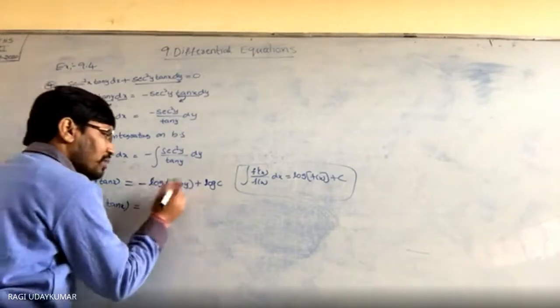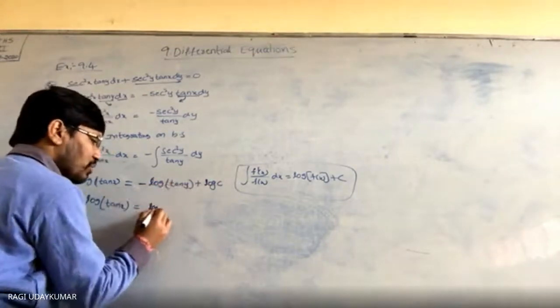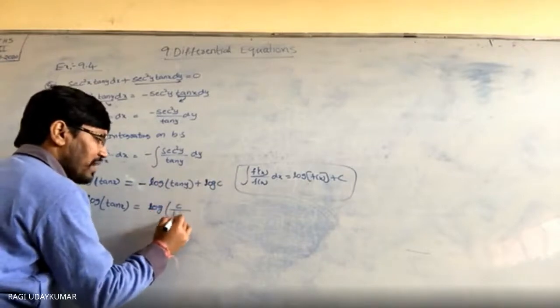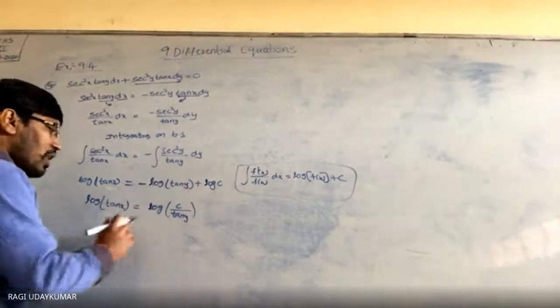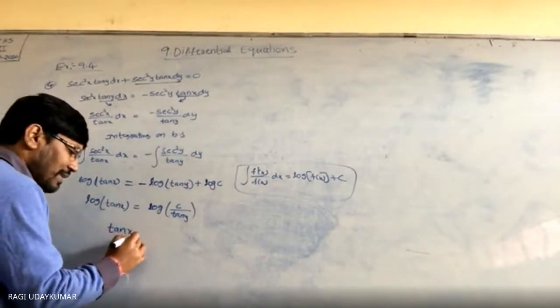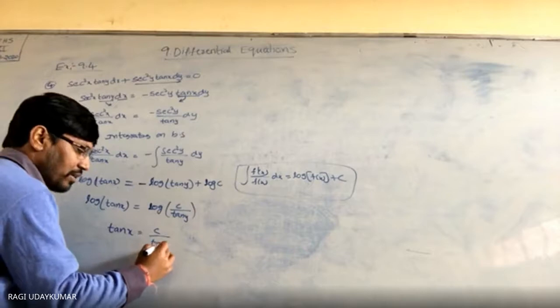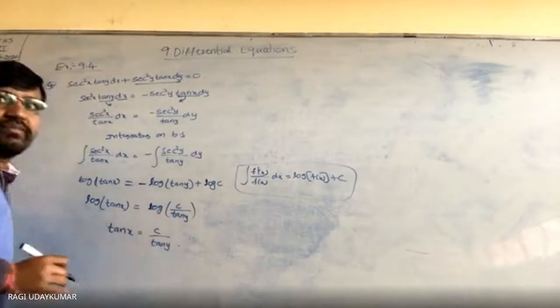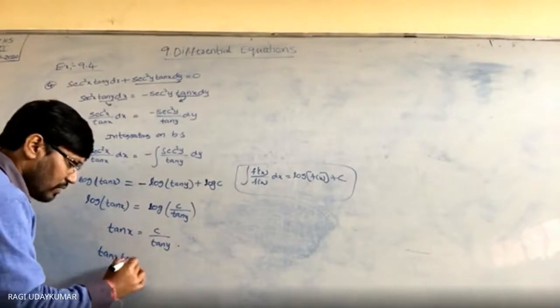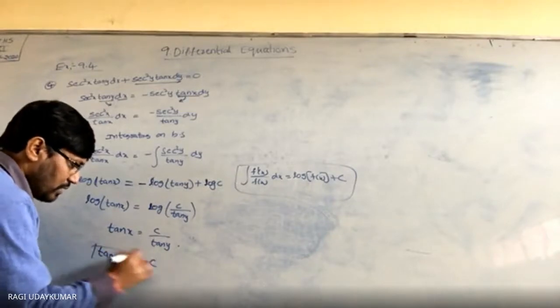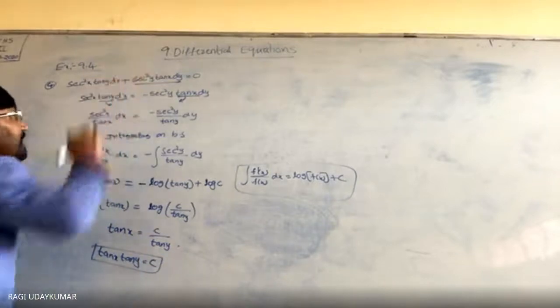Now here logarithm of a minus logarithm of b means you can write it as log c by tan y. Both sides logarithm is there. Therefore, you can write tan x is equals to c by tan y. The solution will become, take tan y to the other side, so tan x tan y is equals to c. This is the solution of this given differential equation.